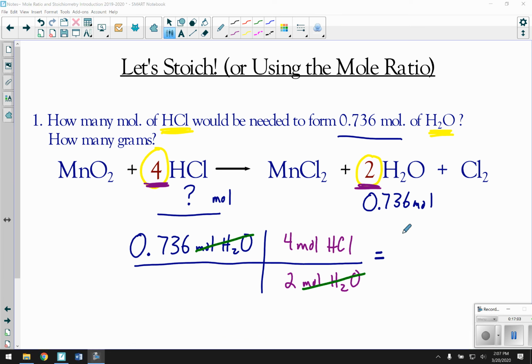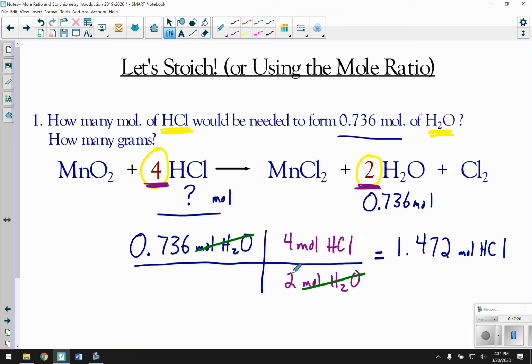All right, let's go. So it turns out that is 1.472 moles of HCl, because moles of HCl is really the unit that's left over when I apply this mole ratio to this problem.